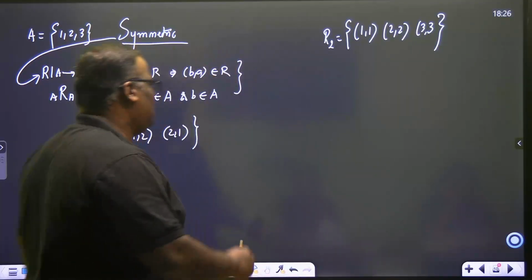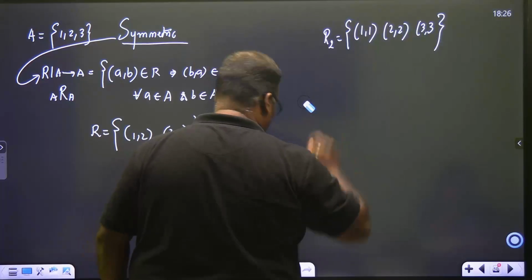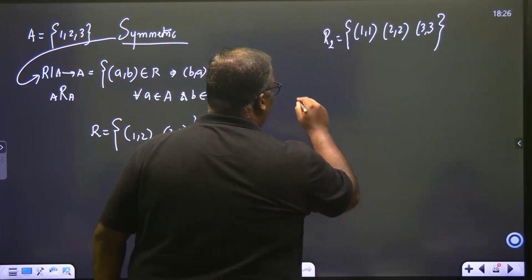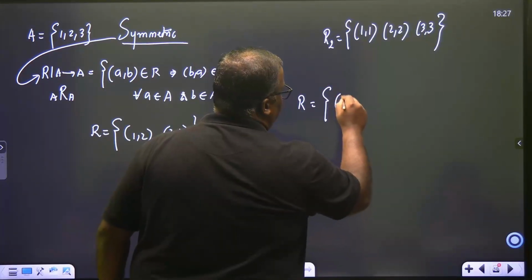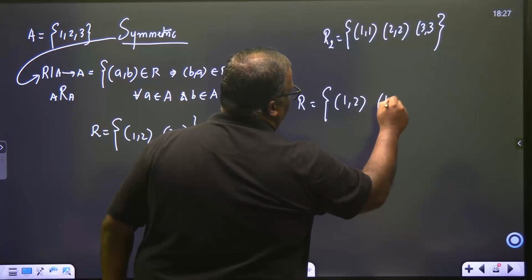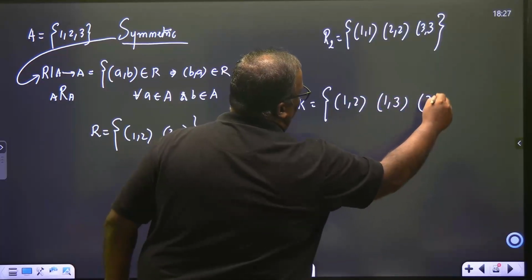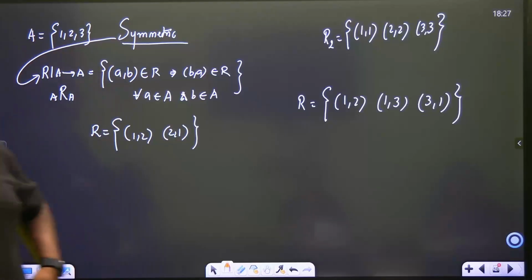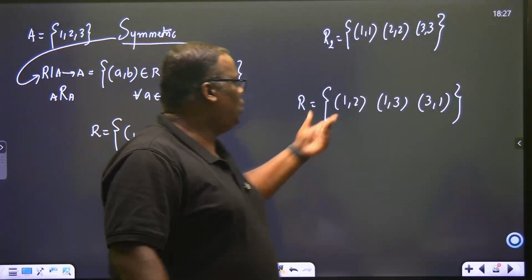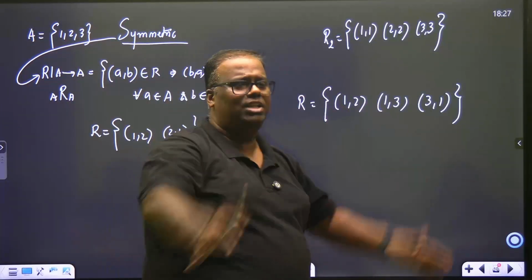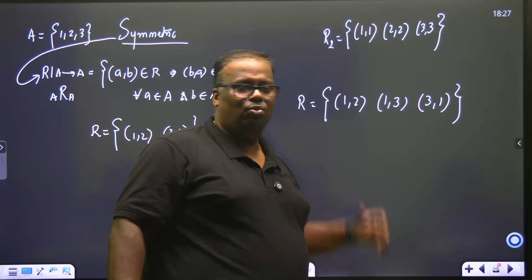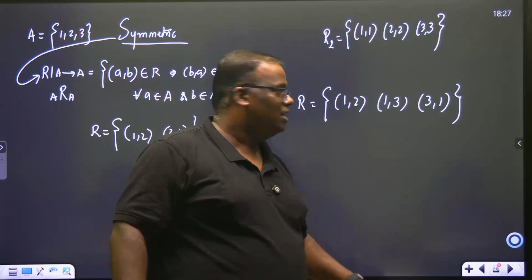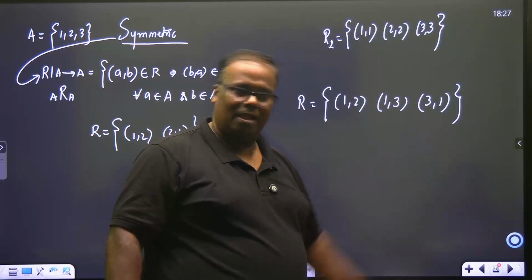So let's see some more examples for reflexive. Let's say I have got a relation R which says (1, 2), (1, 3), (3, 1). Is this symmetric? For a (1, 2), I don't have a (2, 1). No point in checking further. If one ordered pair fails, it fails. You'll not check this. Are we fine?